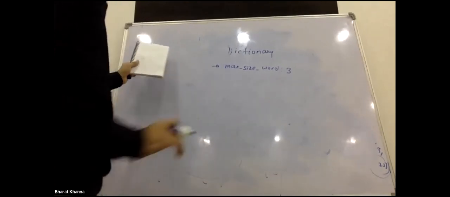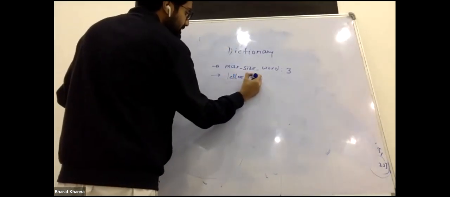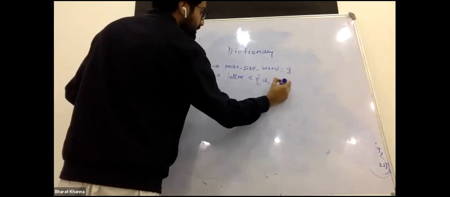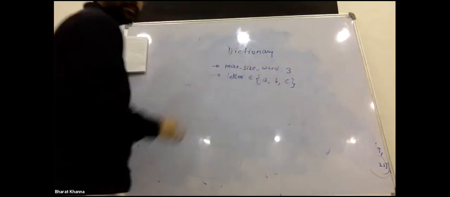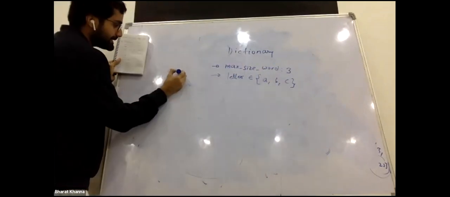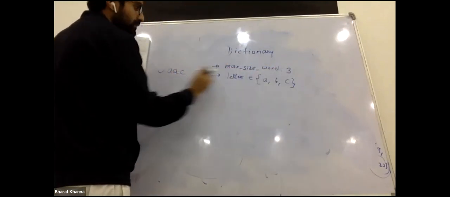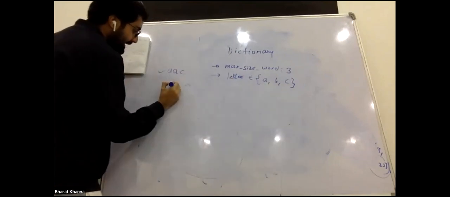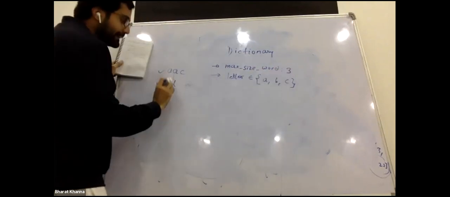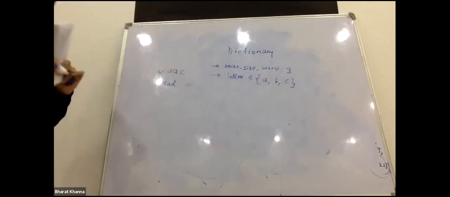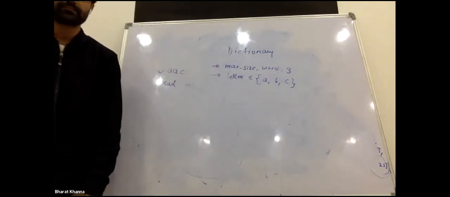The second property is that the words will have letters from A, B, C only. So any letter of the word can either be A or B or C. So let's say AAC is a valid word because its size is also less than or equal to 3 and the letters are also from this set. But anything like AD is invalid because although its size is less than 3, the letter D is not present in this set. Is that clear? How many of you understood the two properties of the dictionary? Just say yes if you got it.